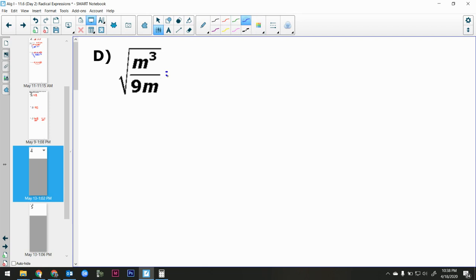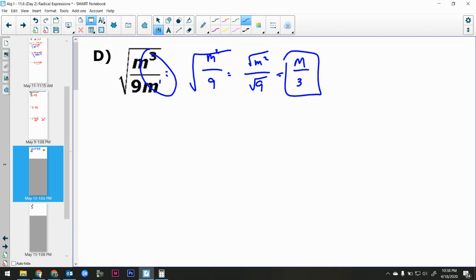Okay, so now reduce down the fraction if we need to. Look, I can reduce that down. The m's can reduce down, leaving me with an m squared over 9, which means I can take the square root of m squared divided by the square root of 9 to get an m over 3. There's my answer there.